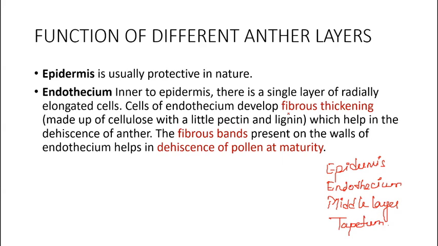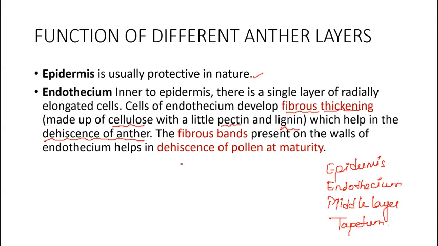So epidermis is protective in nature. It is the outermost layer of the anther. Inner to the epidermis is the endothecium layer. This endothecium layer has a fibrous thickening, which is due to the cellulose, pectin and lignin present in it. This layer helps in the dehiscence of the anther, so the anther bursts from this layer. The fibrous bands present on the walls of the endothecium help in the dehiscence of pollen at maturity.